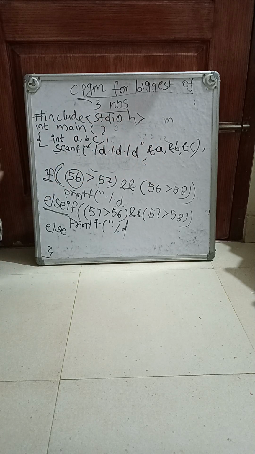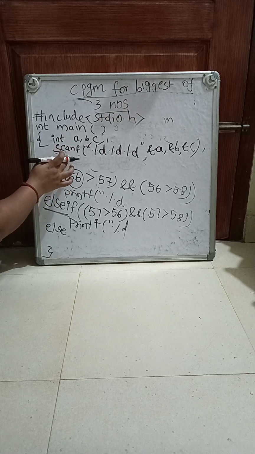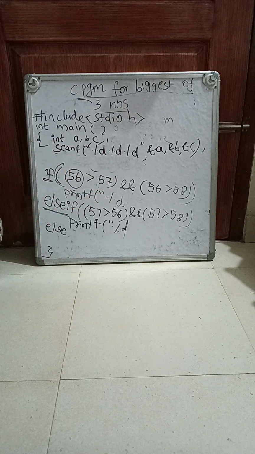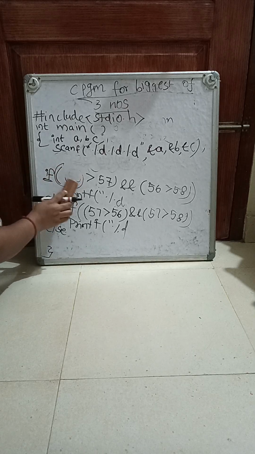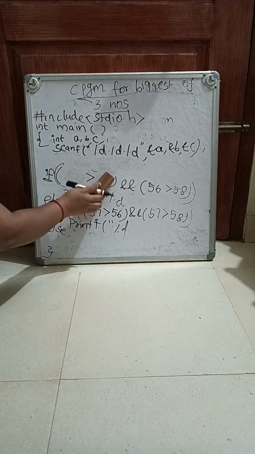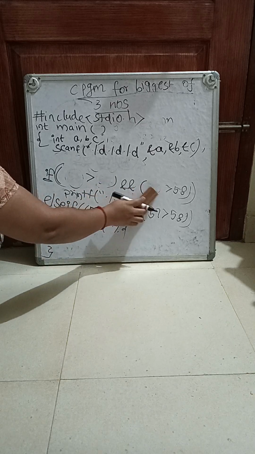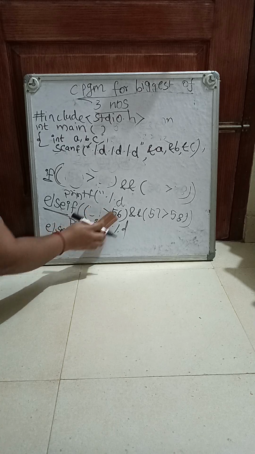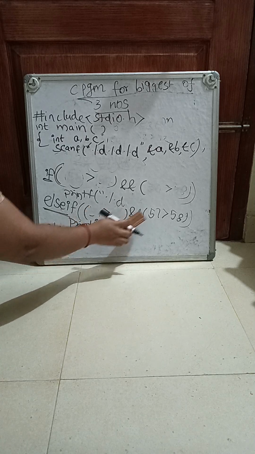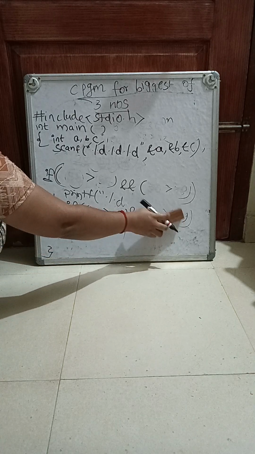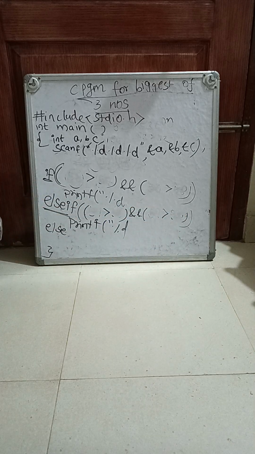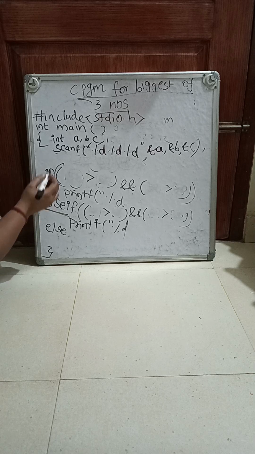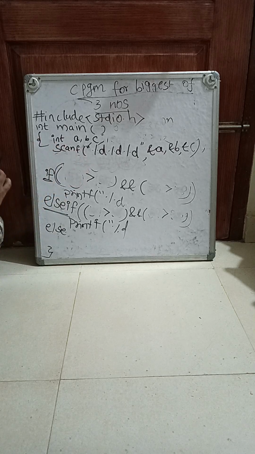So I have declared three variables. Here we had 56, 57, 58, so instead of that we are going to replace them with variables. Because our motive is to write a program that will work for any number. We are not writing the program for 56, 57 alone. So I have read the values here.